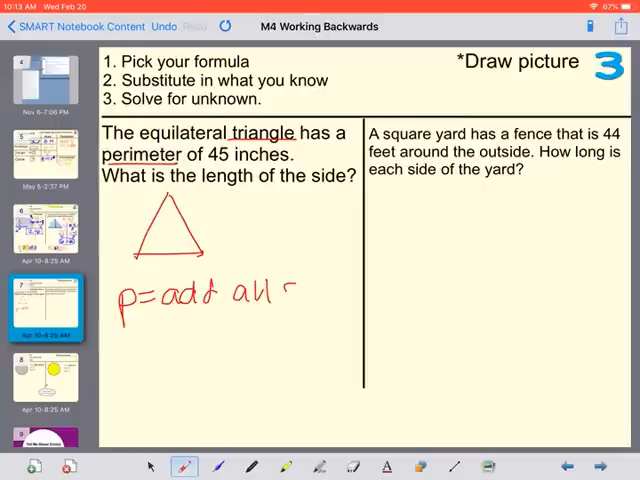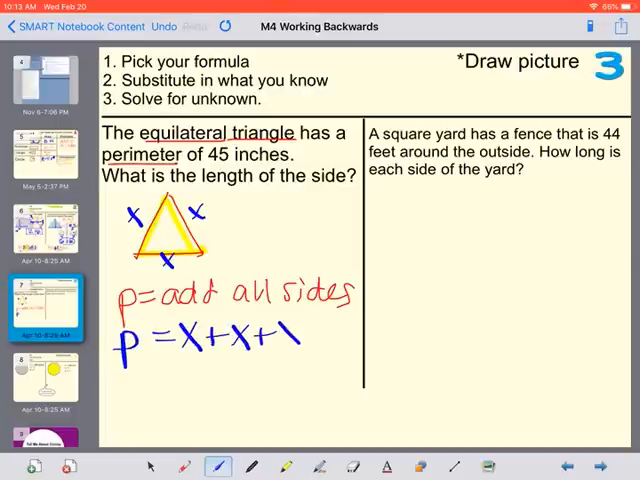Add all sides. So if this is an equilateral triangle, that tells us that each of these side lengths is equal or the same. So I don't know what they are, but I'm just going to say x. This side is the same as this side is the same as this side. So our perimeter is going to be x plus x plus x. And we know that the perimeter adds up to 45.